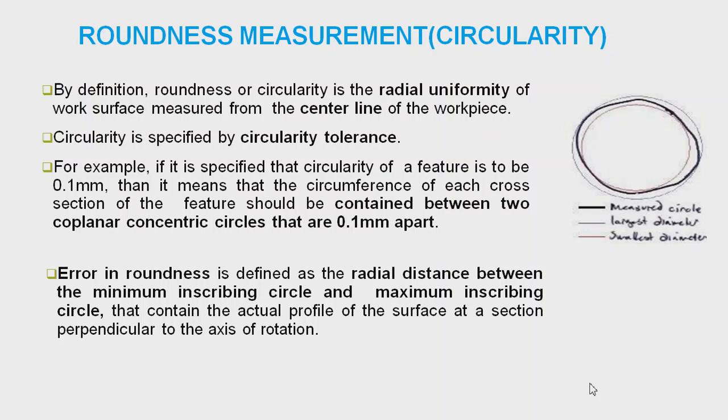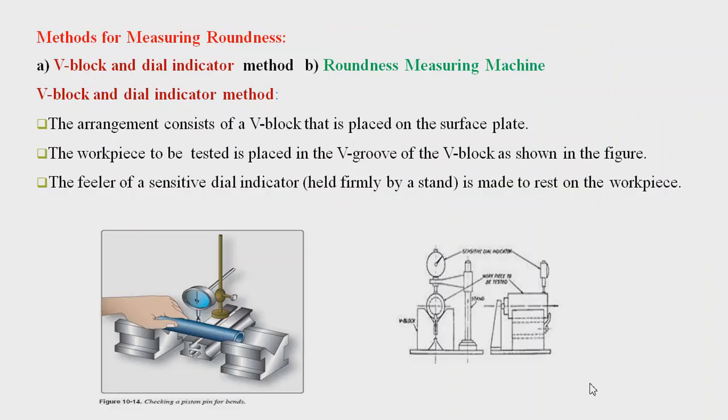Error in roundness is defined as the radial distance between the minimum inscribing circle and the maximum inscribing circle that contain the actual profile of the surface at a section perpendicular to the axis of rotation. Now, how can we measure roundness? There are two methods: the V block and dial indicator method, and the second one is the roundness measuring machine.